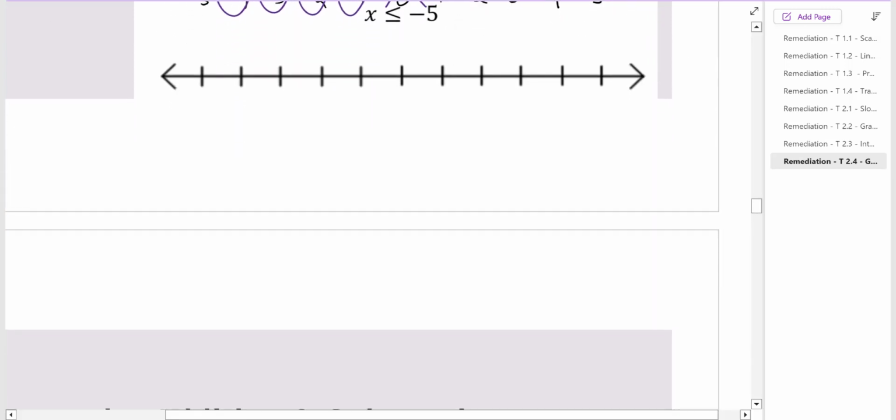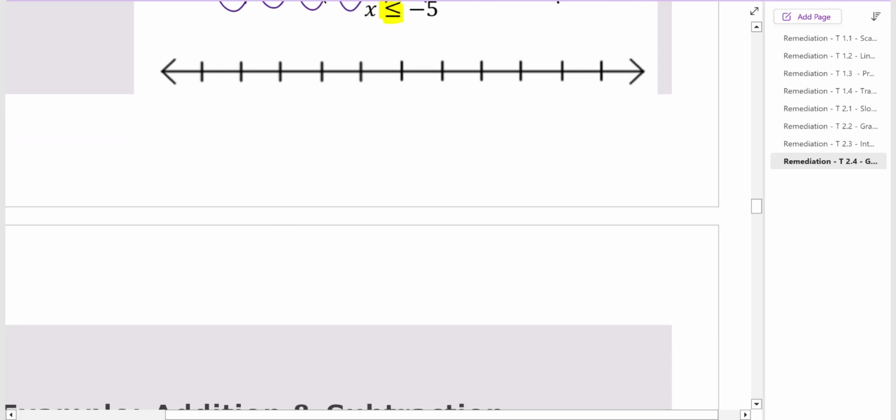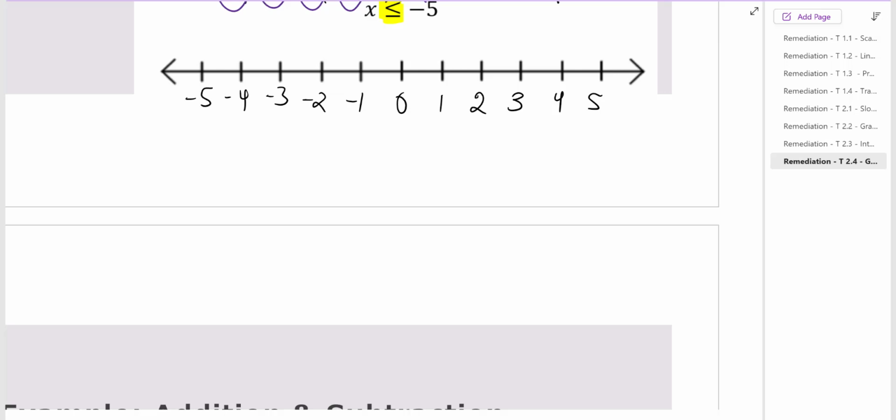Okay, and then the last one, el último. There is a line below the symbol, so it means it's closed. Hay una línea abajo este símbolo, so este significa el punto está cerrado. So we're gonna, should be closed and in the direction of left. So possible solutions include -5. The next part would be -6. And then continue in that direction.